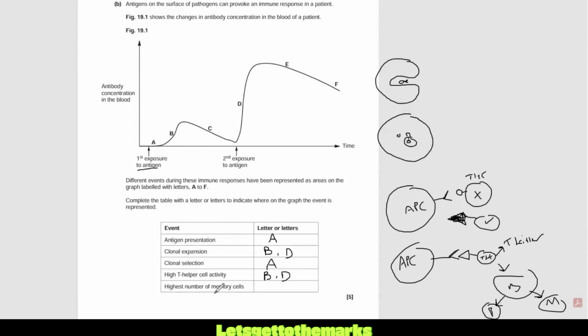Okay, and then where would we get the highest number of memory cells? Now, memory cells are long-lived plasma B cells, so they can make the correct antibody to lock on and destroy the pathogen. But when are they going to be at the highest? Well, we're going to trace the antibody concentration for that. Wherever we have the most antibodies must be where we have made the most memory cells. There's quite a lot of antibodies there, but there's even more at E. So E has got the highest number of antibodies. So we're going to logically say that is where there is the highest amount of B cells and B memory cells and B plasma cells going down.